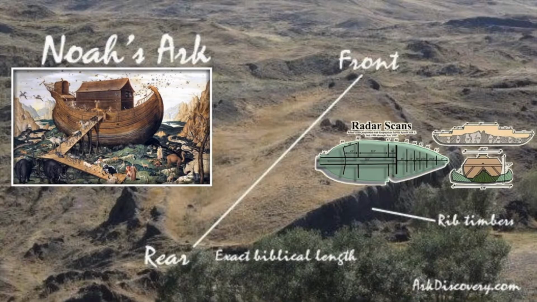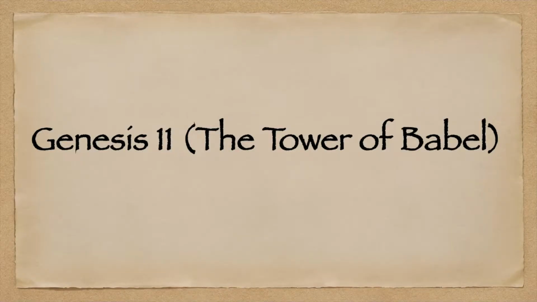And I will have a playlist of videos that can prove Mount Judy is the ark where Noah and Shem, Ham, and Japheth would have left from. And you can check that out in my playlist. Now, Genesis chapter 11 mentions the Tower of Babel.